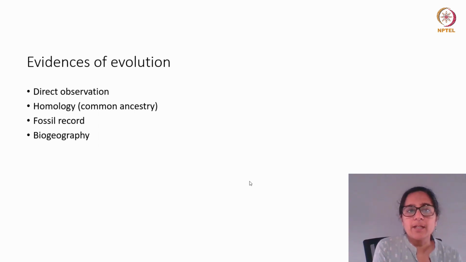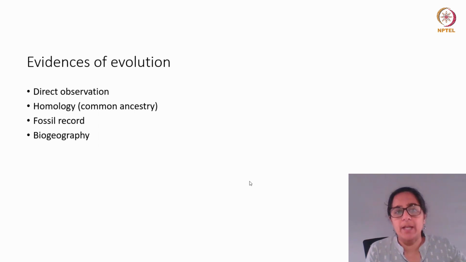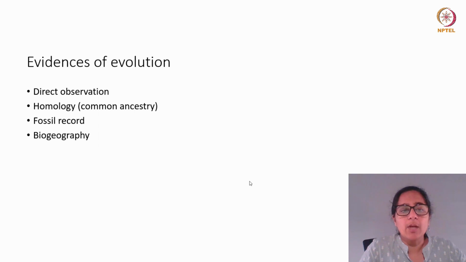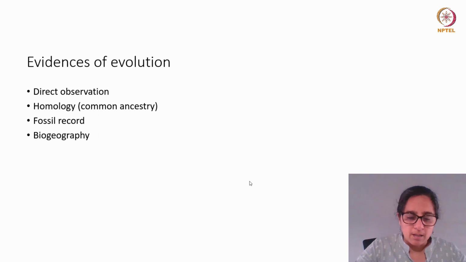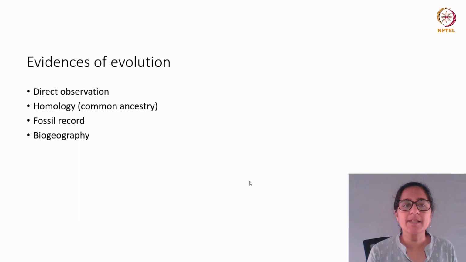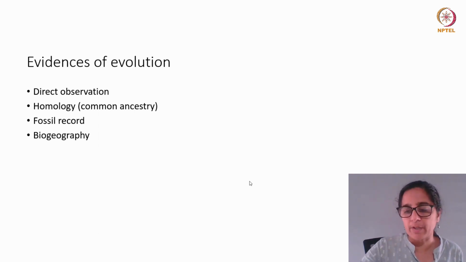Let's actually look at evidences of evolution. How do we know that evolution is actually occurring? We can actually observe things in nature. We can look at common ancestry, that is homology in nature, or fossil records, and biogeography also gives us ample evidence of evolution. I'm going to be going into details about each and every one of these. So first, let's take up direct observation, through which we can observe evolution.